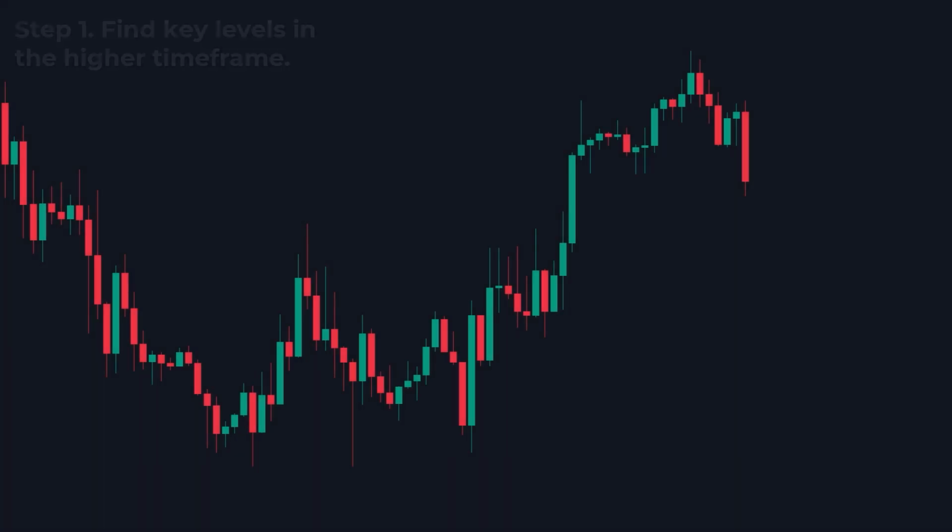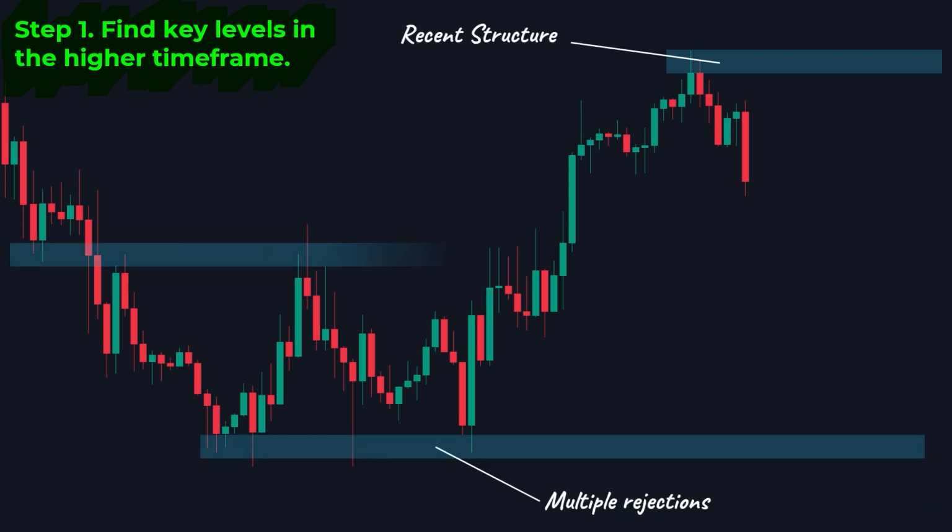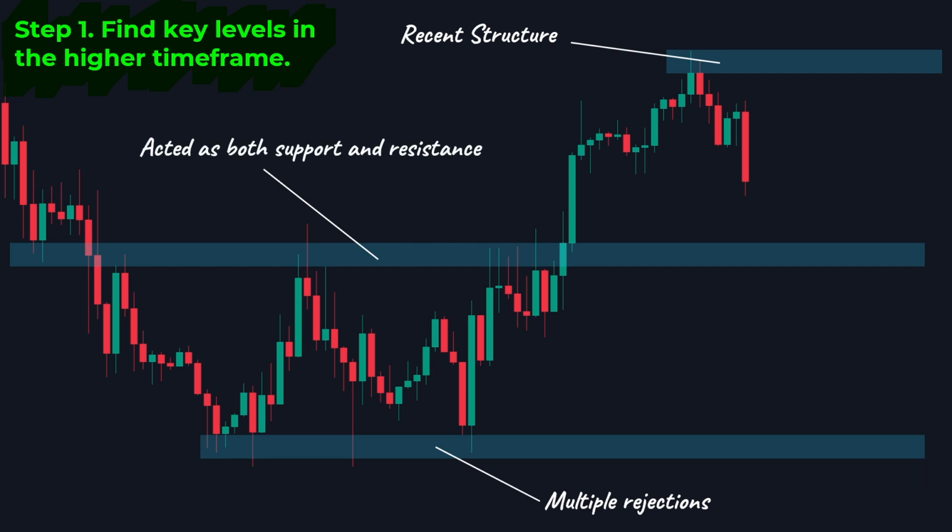The second thing we do after identifying the market direction on the 15-minute chart is to mark key levels. Usually, there are 3 major criteria that we look for when identifying these levels: the most recent market structure and multiple rejections acting as both support and resistance. These levels are considered key areas on the 15-minute chart.